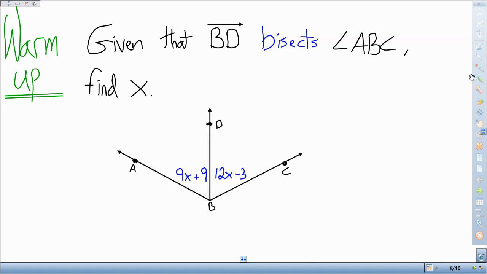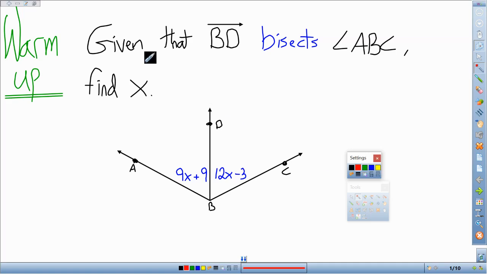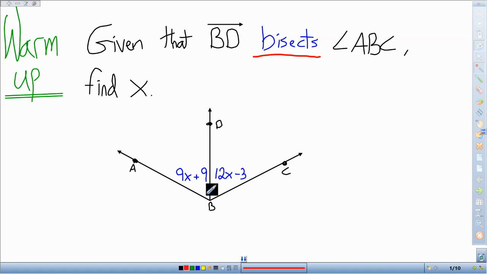Before you guys try this on your own, let me remind you of something important. When it's telling us that something is being bisected, it's saying that this ray BD is bisecting angle ABC. Okay, remember when something's bisected, it's cut into two congruent halves. So what they're trying to tell us on this problem is that this angle is equal to this angle. Okay, and that's going to be the equation that you can write out. Okay, so go ahead and show yourself that 9x plus 9 equals 12x minus 3. Solve it for x, and then we'll go from there.